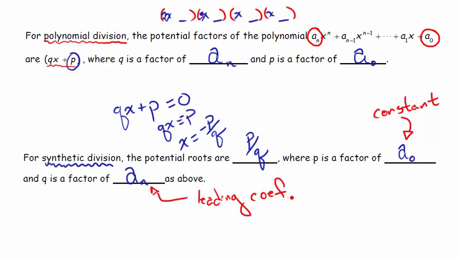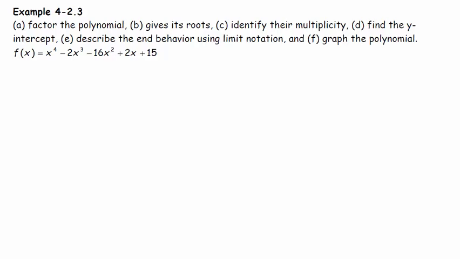Now for what we're doing here, I'm going to stick with synthetic division. If you prefer polynomial division as we did with the cubics, you're welcome to give that a try. So here's what we want to do. We want to first factor the polynomial. This is the new stuff, as we did with cubics. But then parts B, C, D, E, and F, all of those are what we did in the first half of this section. So let's start with our factoring here.